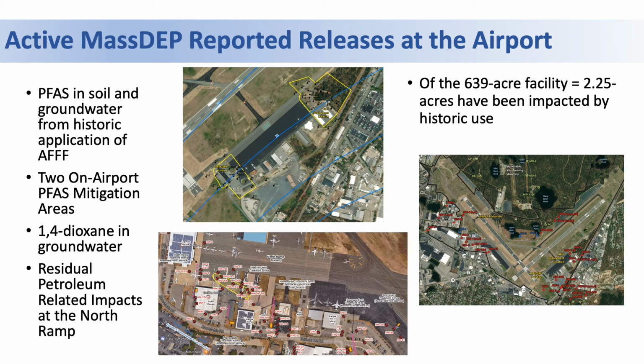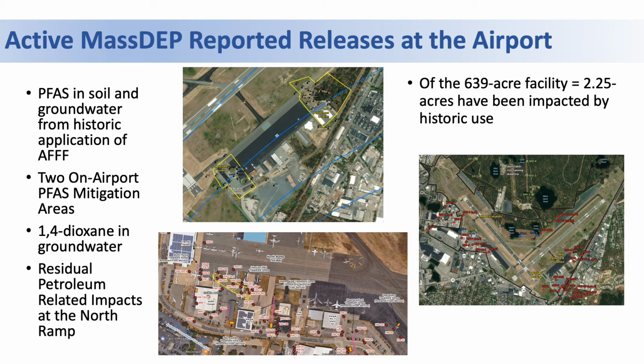Of the 639-acre facility, a small portion has been impacted due to historic use, and contaminants have been found. As indicated in the previous slide, PFAS is located in soil and groundwater due to the historic use and application of AFFF, due mainly to firefighting activities at the airport. Again, those firefighting activities in the application of the aqueous film-forming foam is the only type of foam that is approved for use by the Federal Aviation Administration.